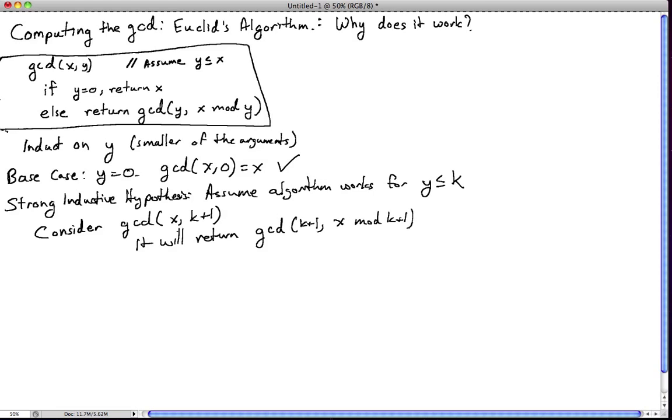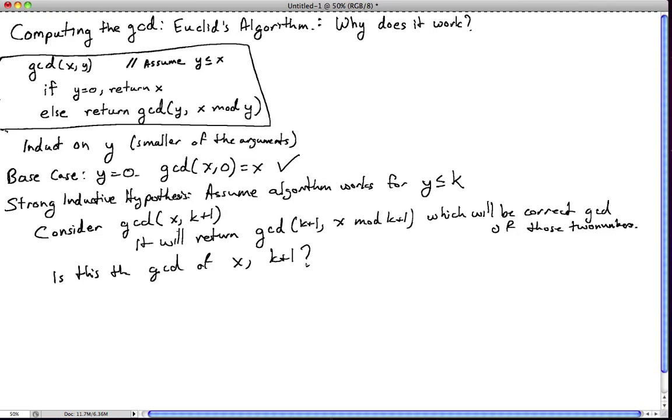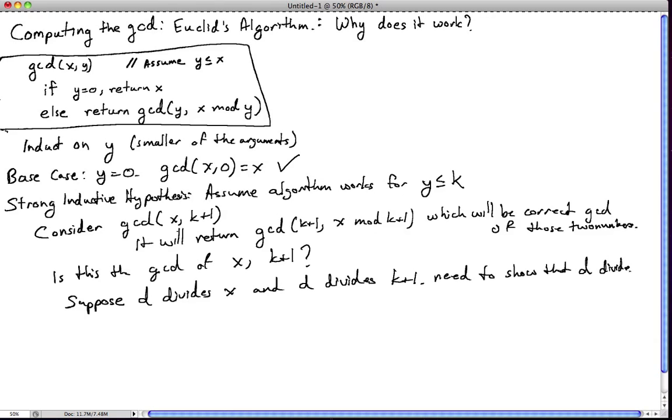So there's no problem with it returning this. It will return this, and this will be the correct GCD of those two numbers by the inductive hypothesis. What we have to do is to check whether it's the correct GCD for the numbers we want. This is what we have to show. If we assume that d divides x and d divides k plus 1, we need to show that d also divides x mod k plus 1.